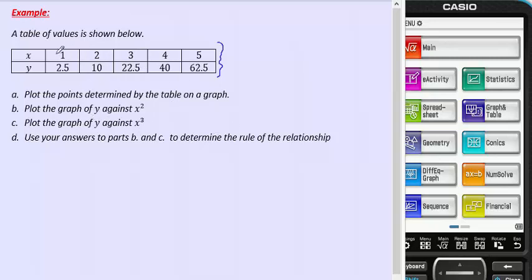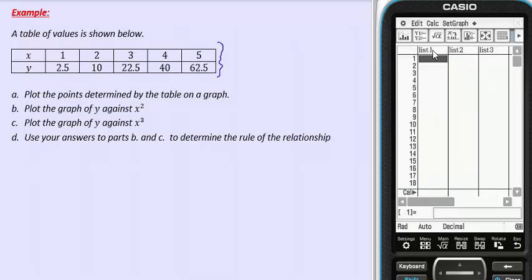So the first thing I need to do is enter these values in the statistics part of the calculator. I'm going to make a column X with my values 1, 2, 3, 4 and 5. I'll make a column of Y with my values of 2.5, 10 and so on. And then I'm going to plot this graph.